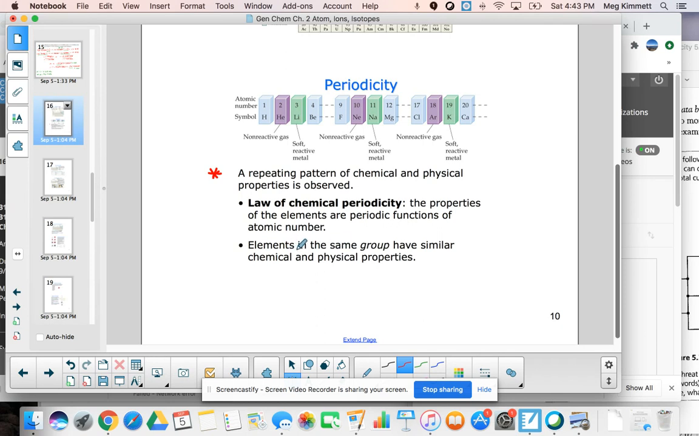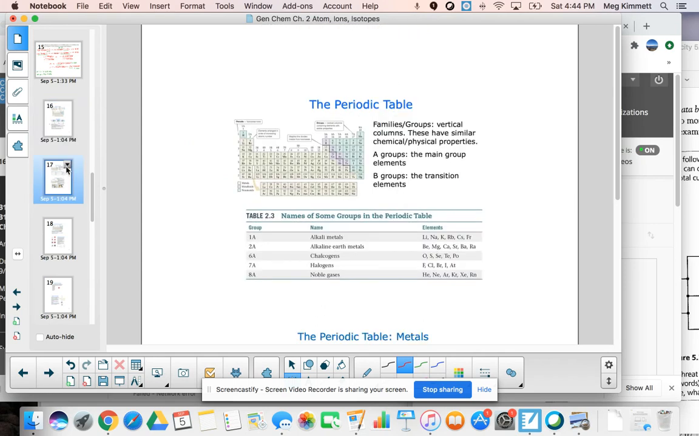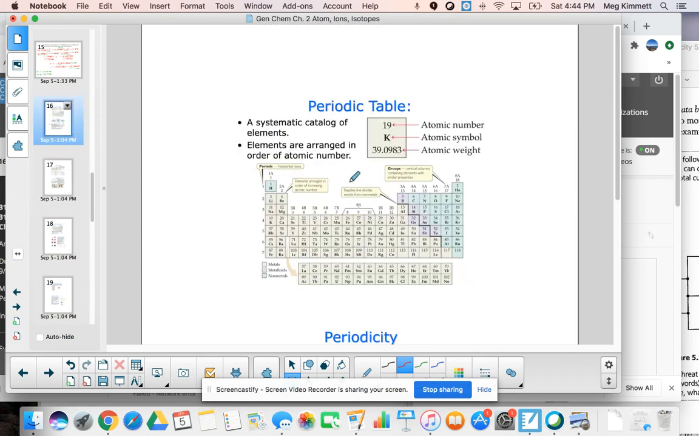What that means in more applicable terms is that elements in the same group have similar chemical and physical properties. So if we go back a page to, sorry, it's not going back for me. If we go up, sorry.